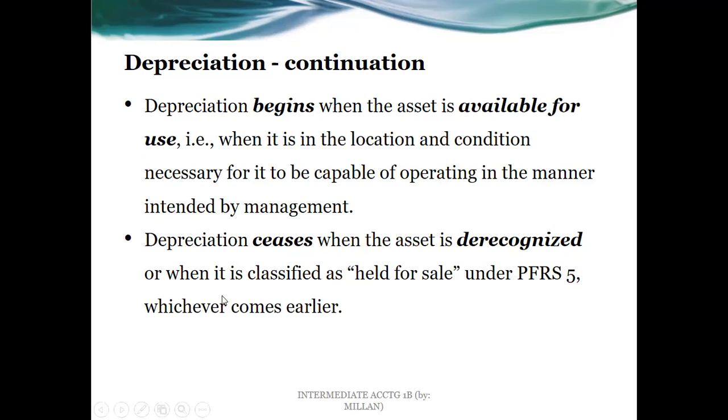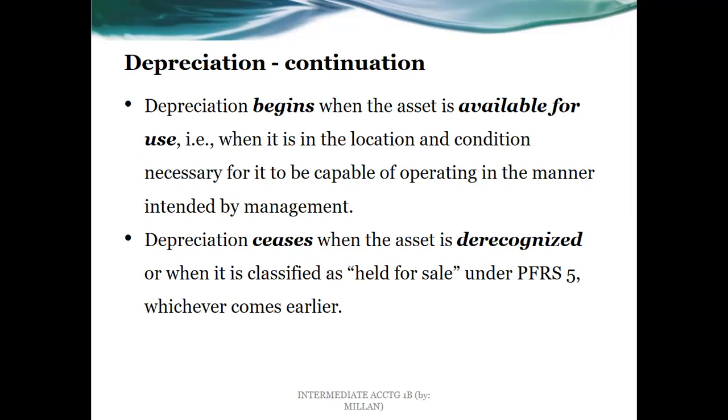Next point is, when would it cease? When would it stop? It normally stops or ceases when the asset is derecognized. Derecognition, as explained in the previous chapter, is when there are no more economic benefits embodied in the property, plant, and equipment, and therefore it has to be removed from our financial statements. Derecognition means the exclusion of a certain accounting element from the financial statements.